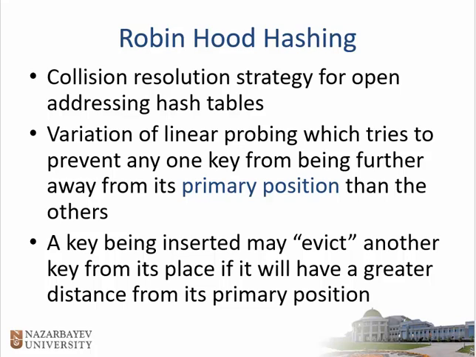And so what Robin Hood hashing tries to do is to minimize this value, this distance from the primary position. And it tries to do so in such a way that there's no one key that's so much farther away from its primary position than the other keys.